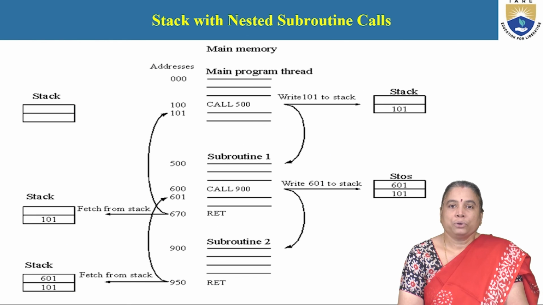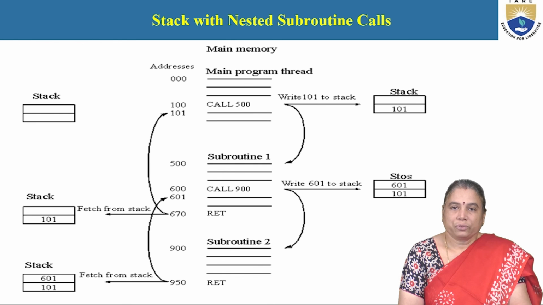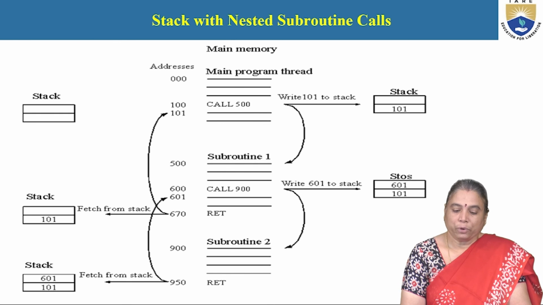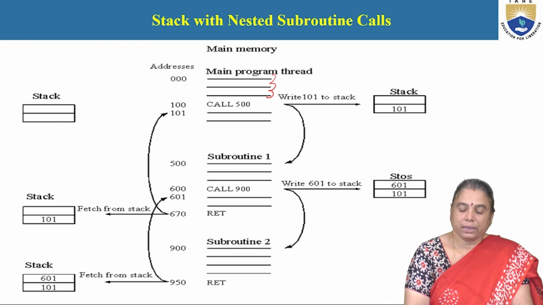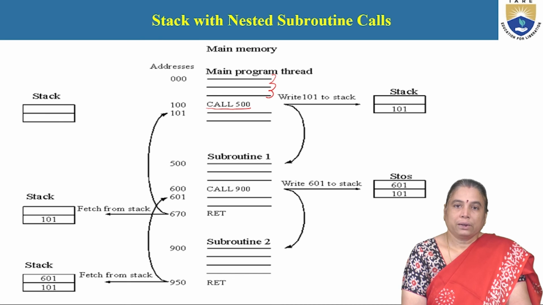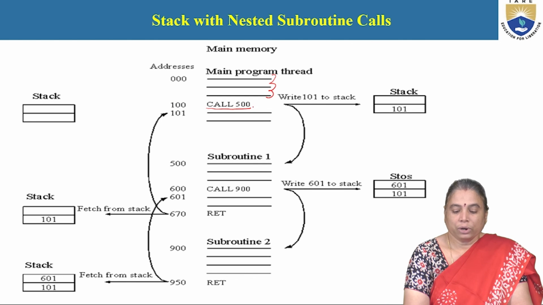So with an example, let us see how nested procedure calls can be made in the program. This is the main memory. So this is the 00 address. The main program starts its execution in a sequence, and there it encounters call 500. The procedure call is encountered at address 100. So the PC can hold the address of the next instruction. So the PC value will be 101. So this 101 can be pushed to the stack.